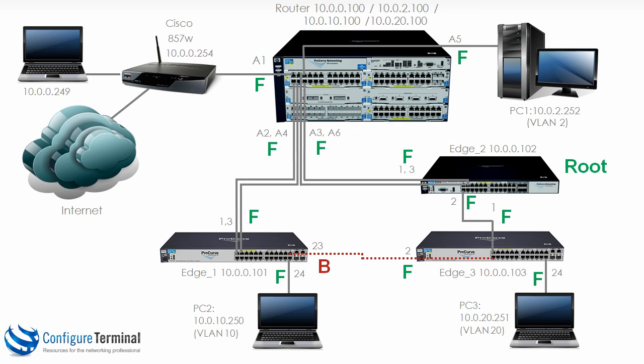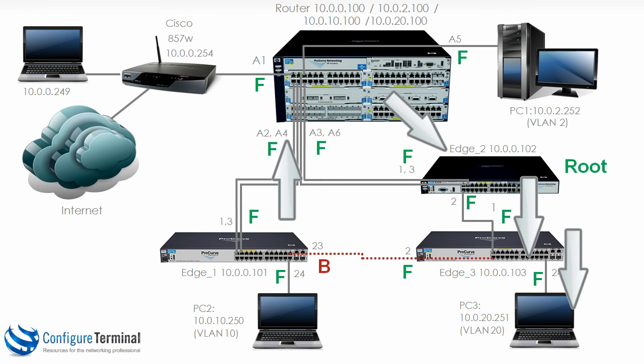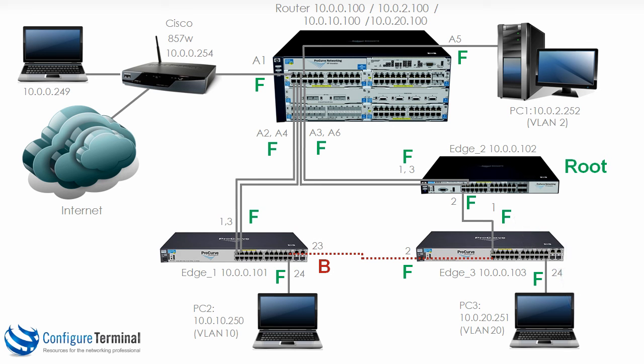It's important to remember that only LLDP messages and BPDU messages are transmitted through port 23 on edge 1. The blocked port will not allow other traffic through that port. Once again, only LLDP and BPDUs can transmit through that port, so logically it's as if that cable is not plugged in. When traffic from PC2 needs to be sent to PC3, it will traverse edge 1, router, edge 2, edge 3 to get to PC3. The traffic will not go directly between edge 1 and edge 3 because spanning tree is blocking that port.